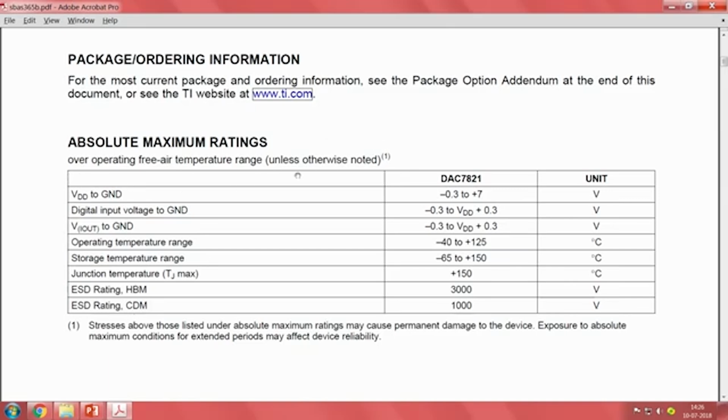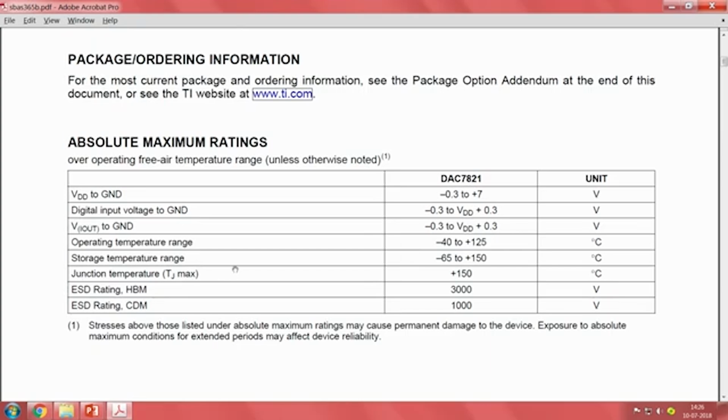So, we provided that it is free air temperature outside, what is the range. Then digital input voltage to ground, it can go to VDD, where VDD can have plus or minus 0.3 volt fluctuation, with respect to ground. Operating temperature range, we already saw this, minus 40 and 125.